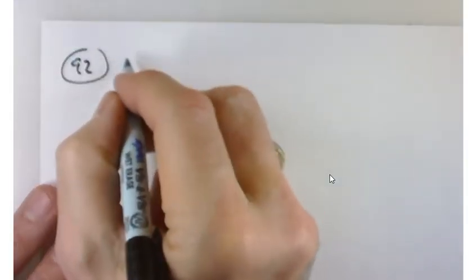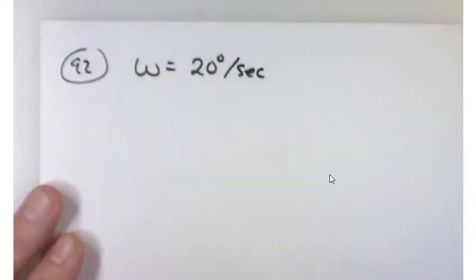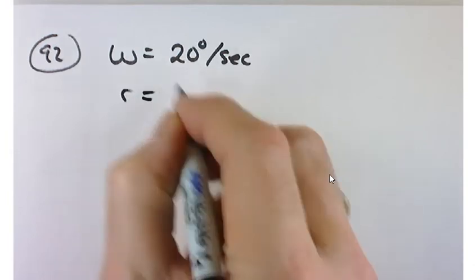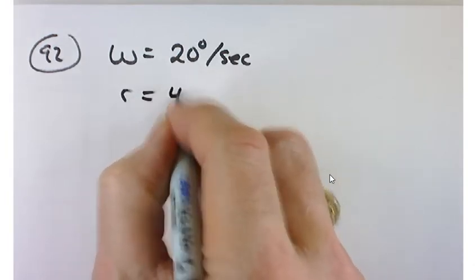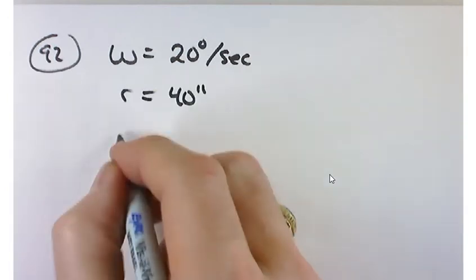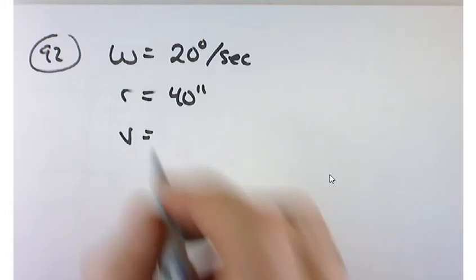Let me write down for us the things that we know. So, problem number 92. The first thing we know is that omega is 20 degrees per second. That's how fast it's swinging. And they gave that to you. We also know the radius. Radius was 40 inches. Okay, and we're trying to calculate the velocity. And the velocity is simply r times omega. So that's not too bad.